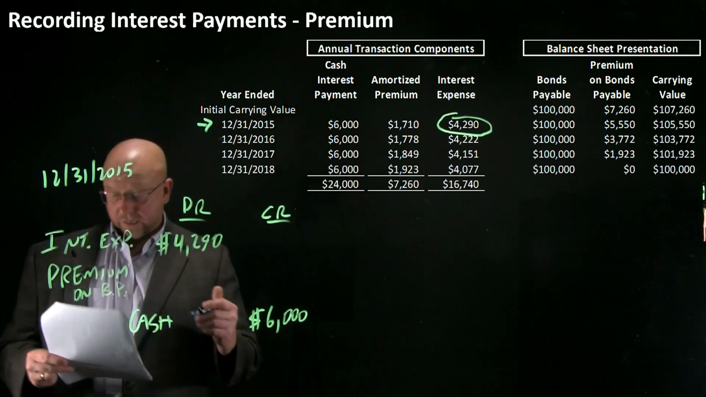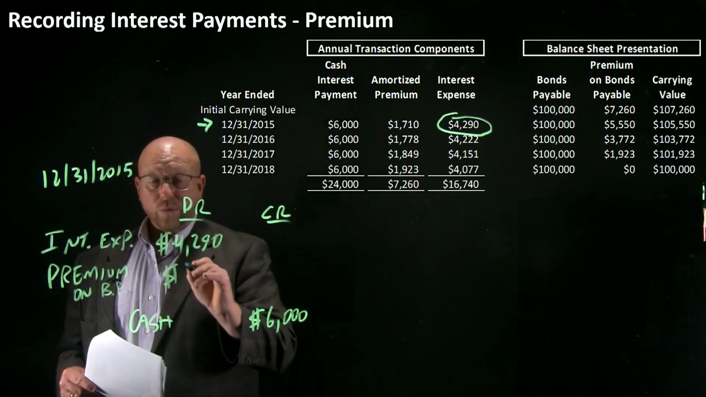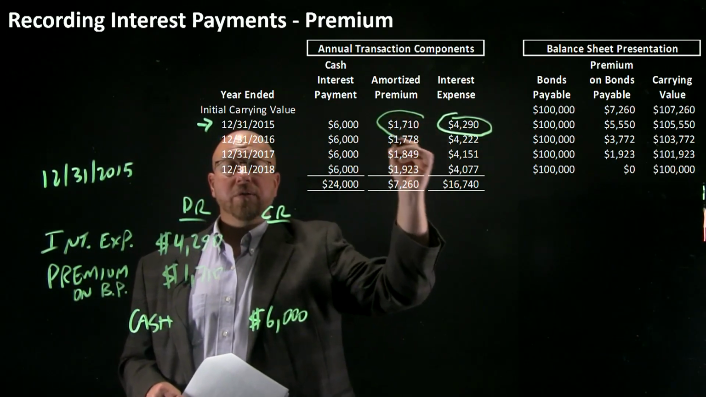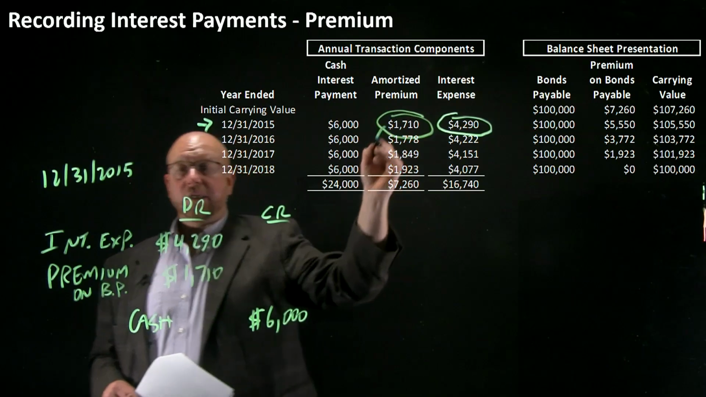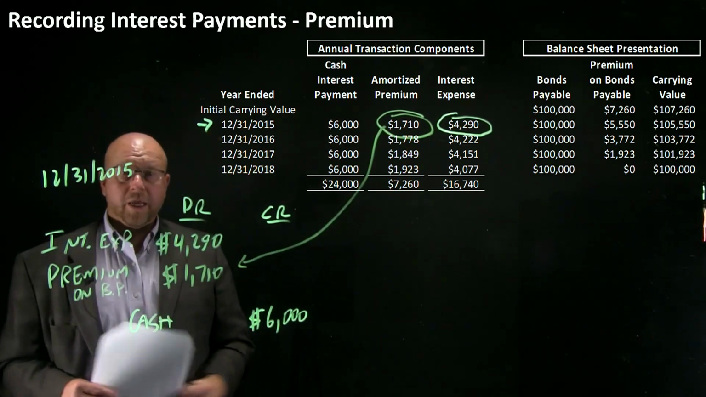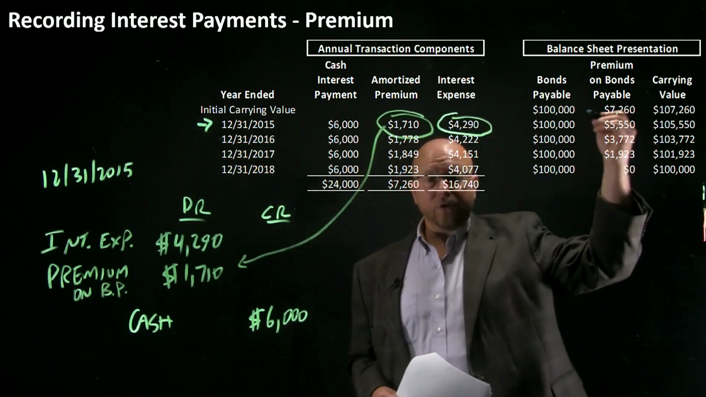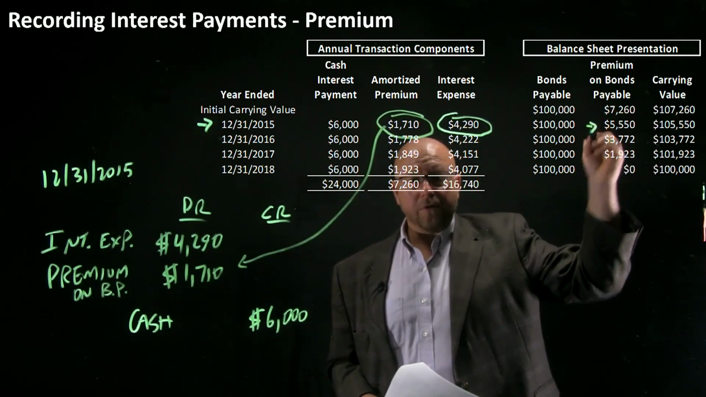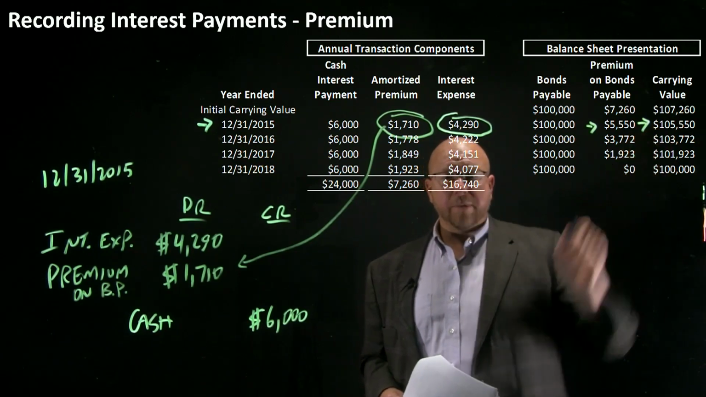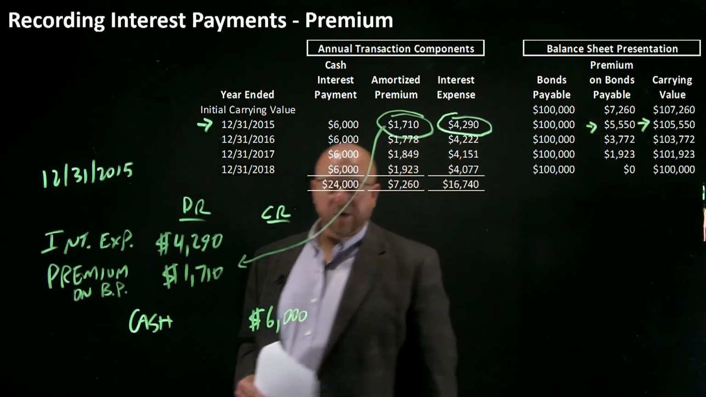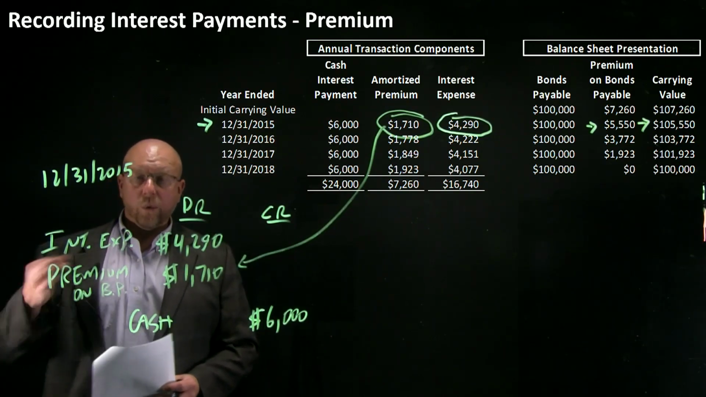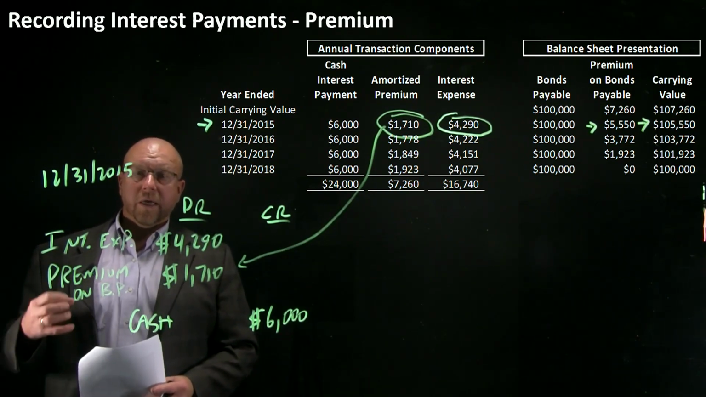Now what we're doing is we're going to get rid of it systematically. So this portion of the payment that relates to amortized premium is reducing the premium. And you can see that over here. After this entry, the premium will now be $5,550. The carrying value, which is bonds payable and the premium netted, drops down to $105,550 over there. And we have recorded our first interest payment.